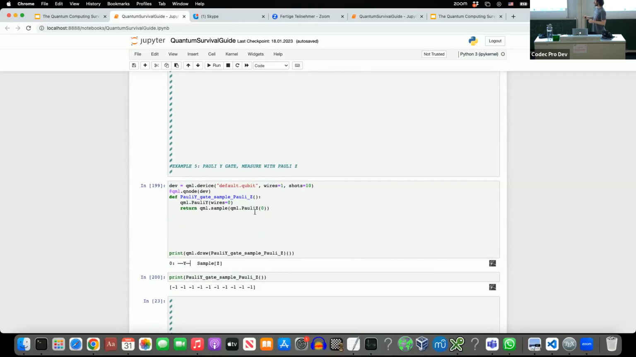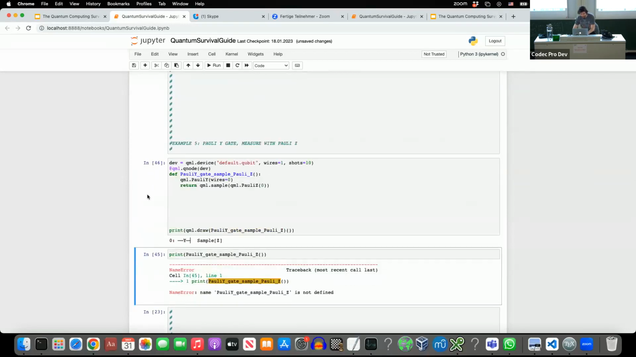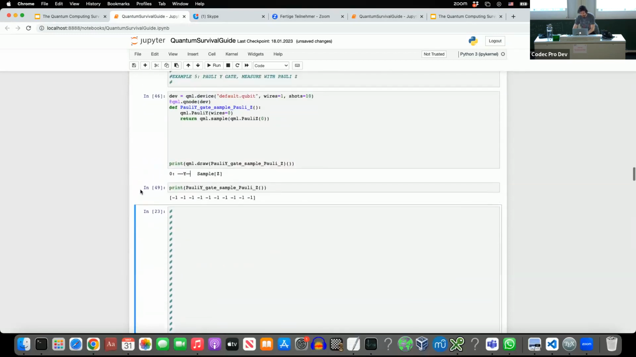Okay, and when we print out what this circuit returns, we see that we have an array of all negative ones. And just to prove that this isn't just a coincidence, I will define things. And now I will run the circuit many, many times. And you can see each time I print out the output, it's always just negative ones as the measured eigenvalues.